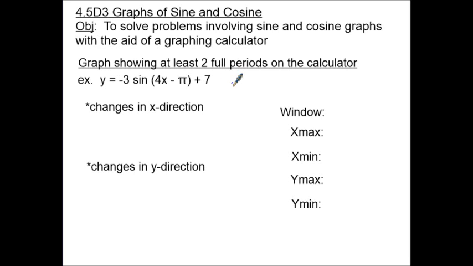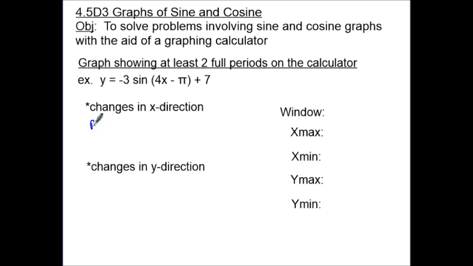So here's what I would prefer to see you be able to do. If I look at the changes in the x and the changes in the y direction, I should be able to adjust my window manually to come up with a good set of values so that I get exactly 2 full periods of this graph on the screen. Okay, so first thing I want to do is look at the changes in the x direction. Now those will be changes in the period or any sort of phase shift.